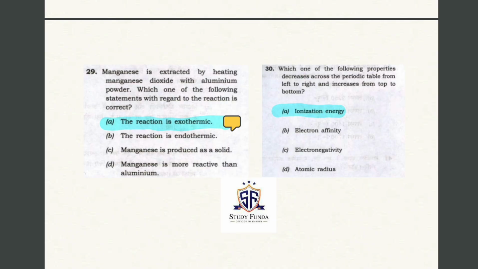Then the next question is about which of the following properties decreases across the periodic table from left to right and increases from top to bottom. Ionization energy. Ionization energy decreases from left to right and increases from top to bottom, whereas atomic radius increases on both sides. Let's see the next question.